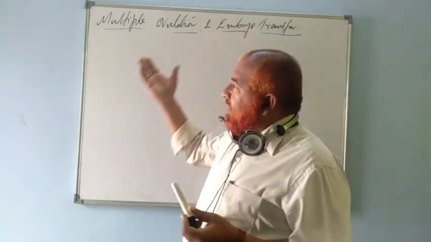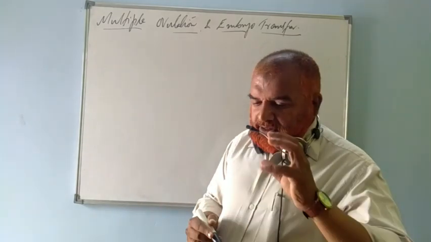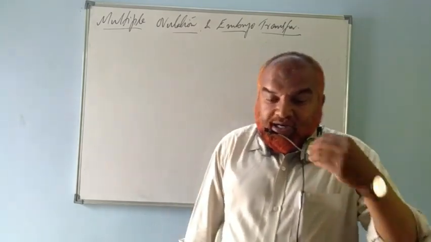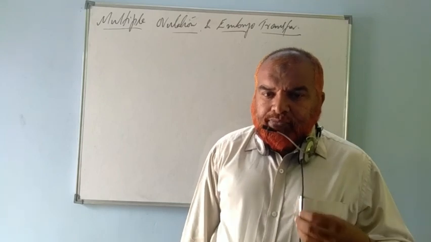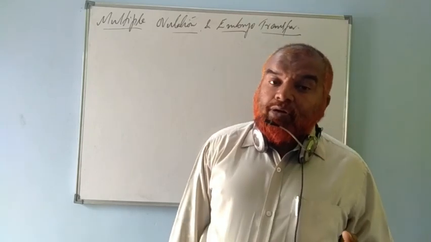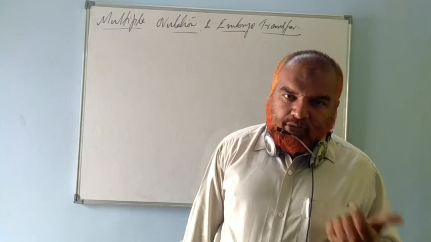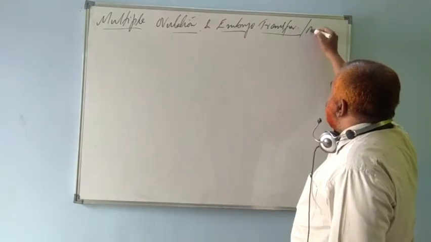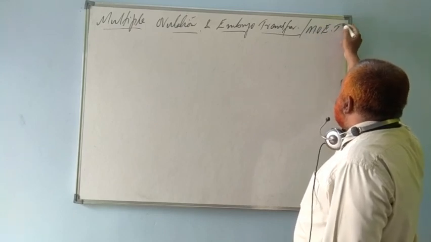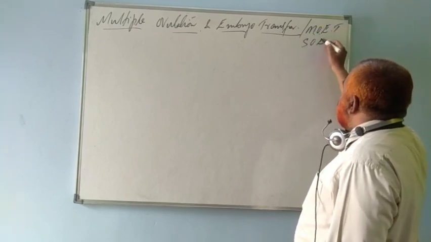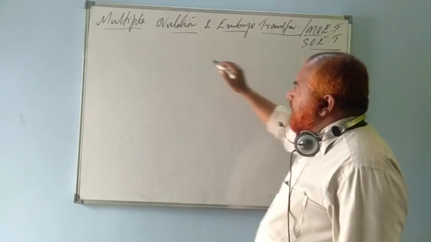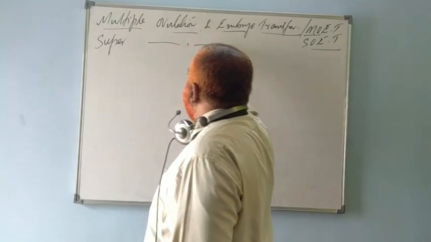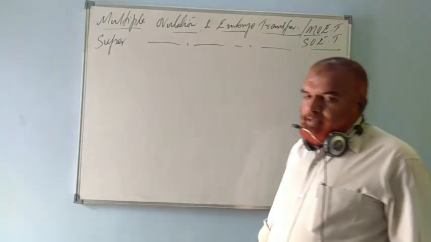Why do we call it multiple ovulation? In this technique, the cow or the animal is made to release more ova. Hence, it is known as multiple ovulation and embryo transfer. The technique is known as MOET. It is also known as SOET. Instead of multiple, the terminology used is super ovulation and embryo transfer. Clear? I hope it's clear.